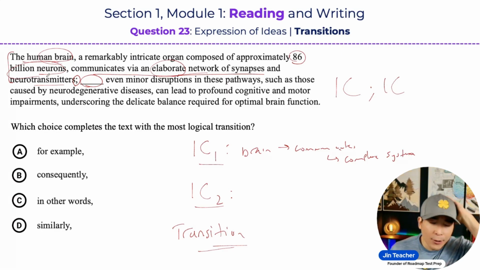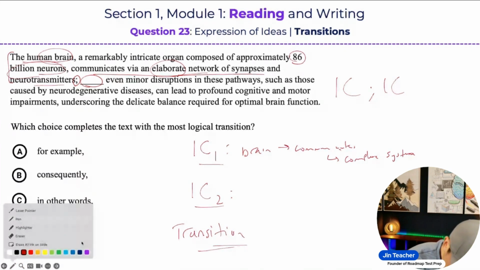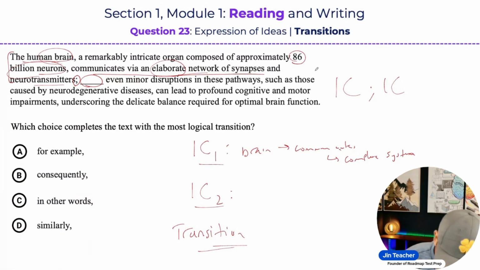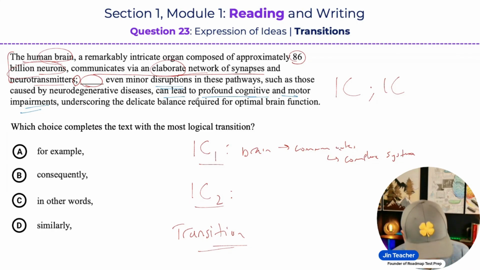And then from there, I want to read the second independent clause and understand that idea before I think about the transition words, okay? So the second independent clause says, let me just grab a different pen, different color. It says, even minor disruptions in these pathways, such as those caused by neurodegenerative diseases, can lead to profound cognitive and motor impairments, underscoring the delicate balance required for optimal brain function.